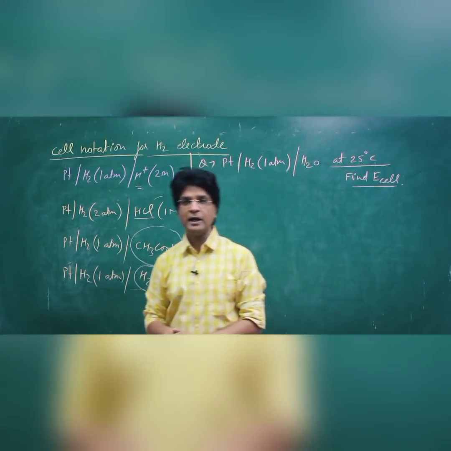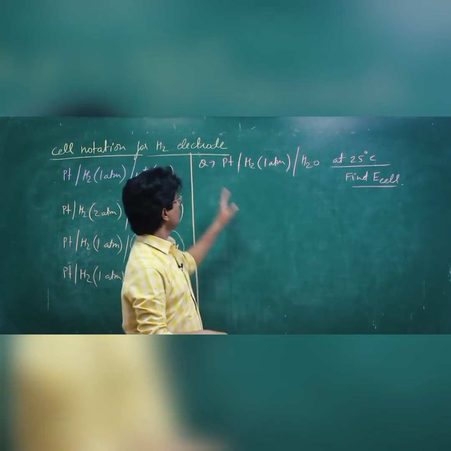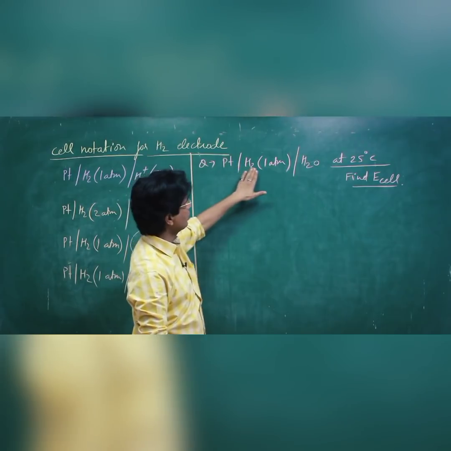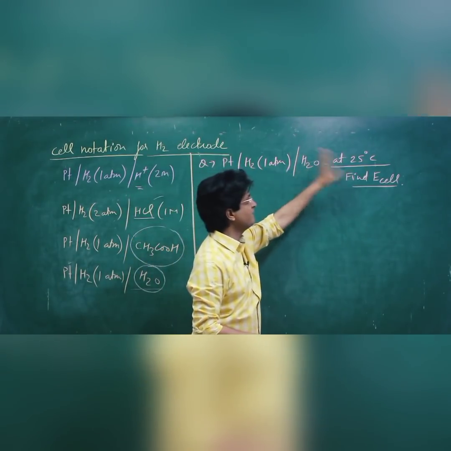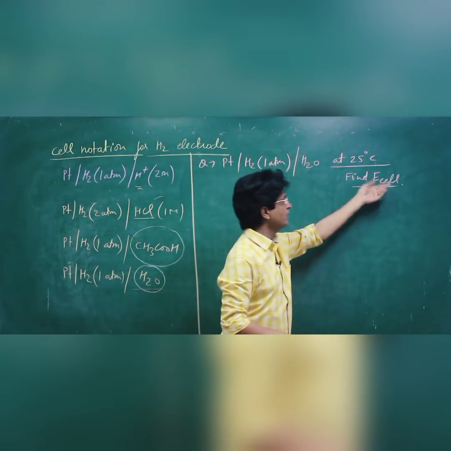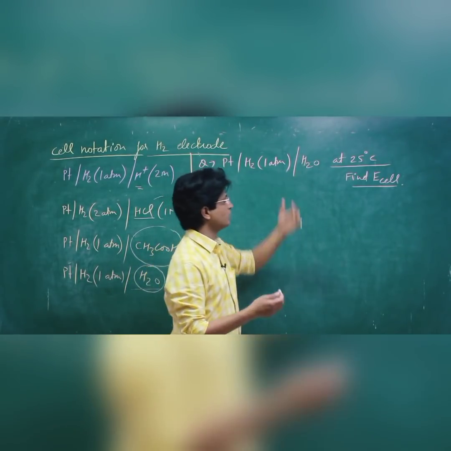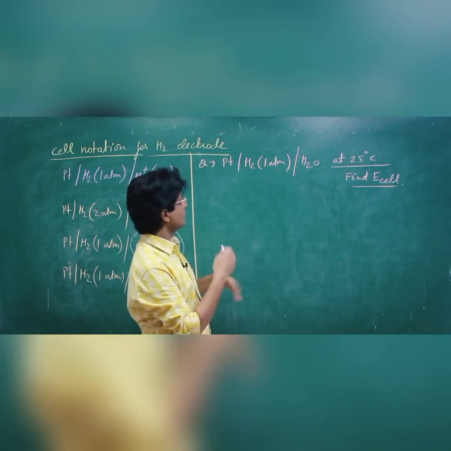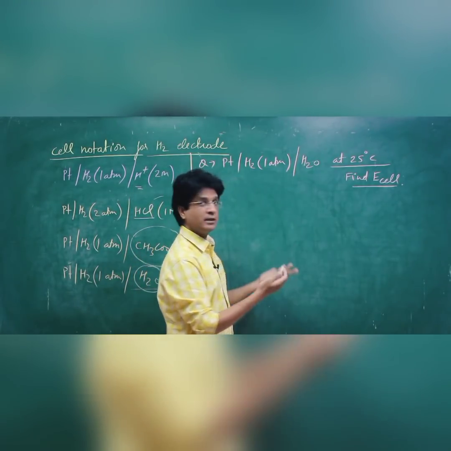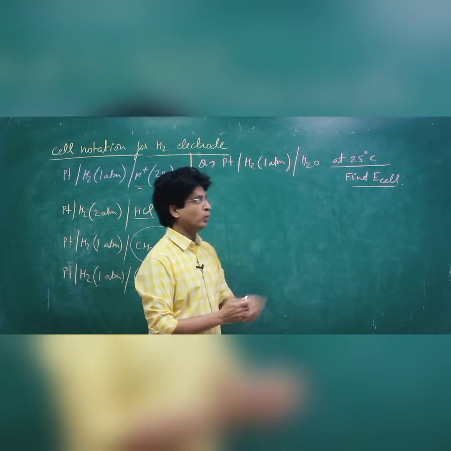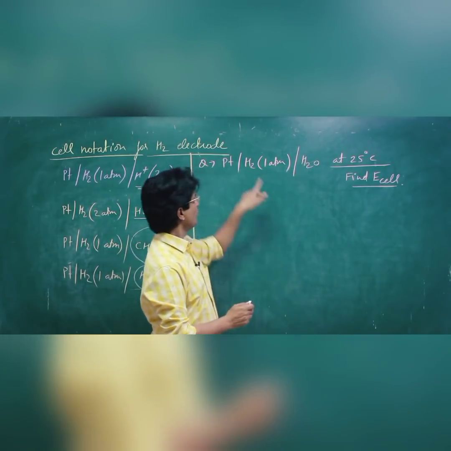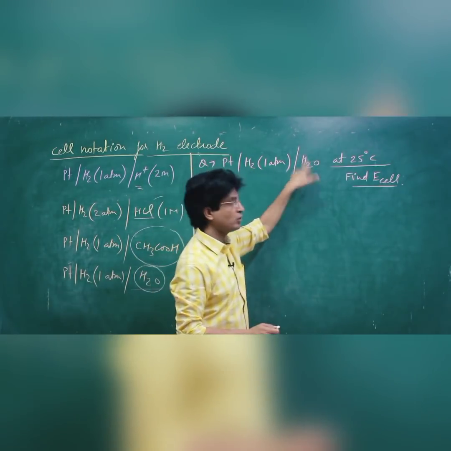4 years back they asked a question in NEET and it was like that: platinum, hydrogen and H2O at 25 degrees Celsius. They were asking you E cell of this cell. Now, many students were not able to solve this question that year. The reason being, they were just fighting over where is the H ion concentration, what kind of cell this is. I'm telling you, once you see hydrogen gas, this will be the source of H ions.